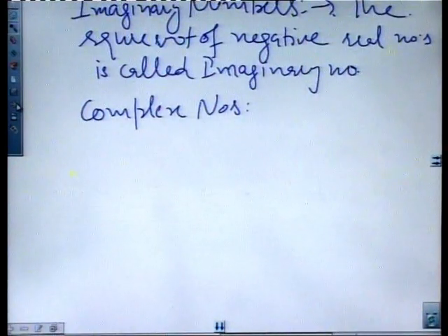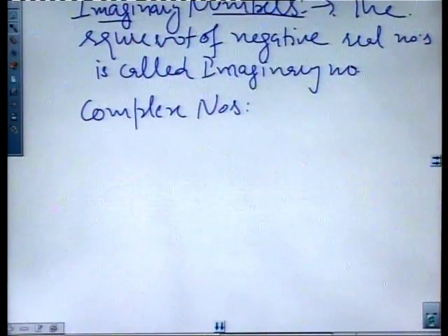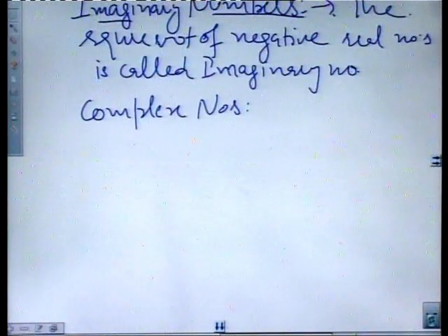Now next is imaginary numbers. The square root of a negative real number is called an imaginary number.